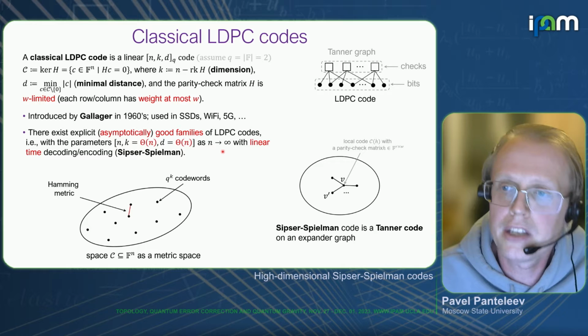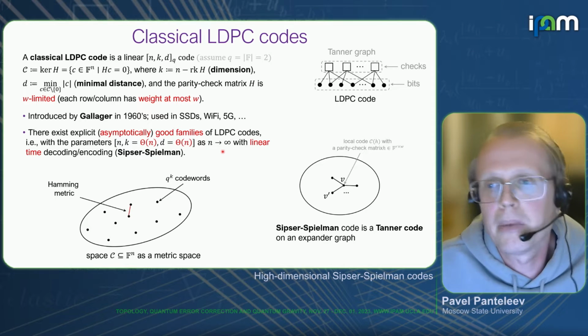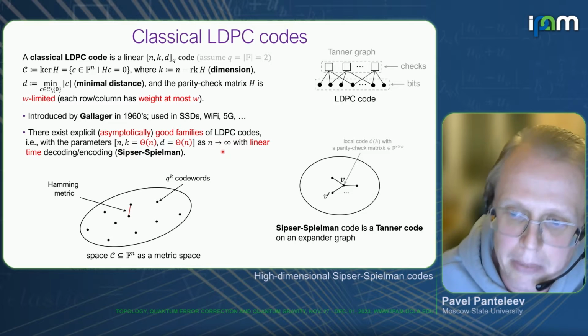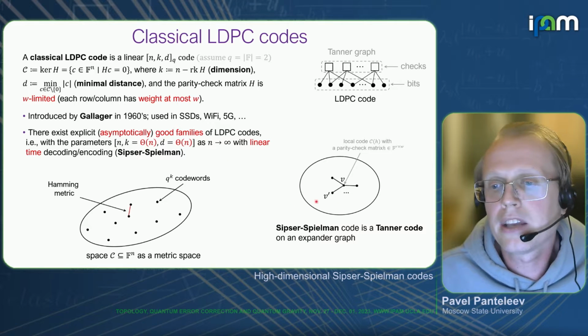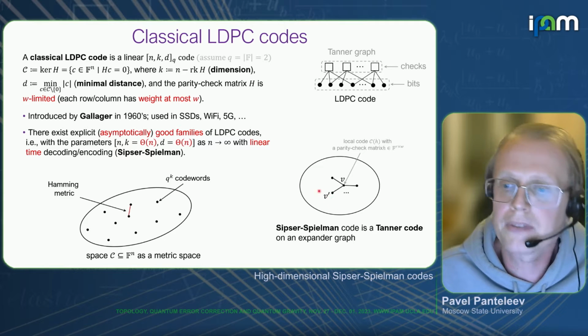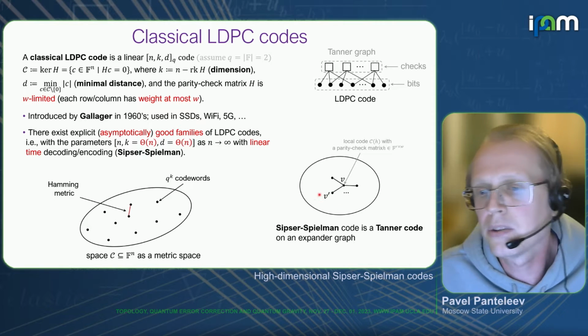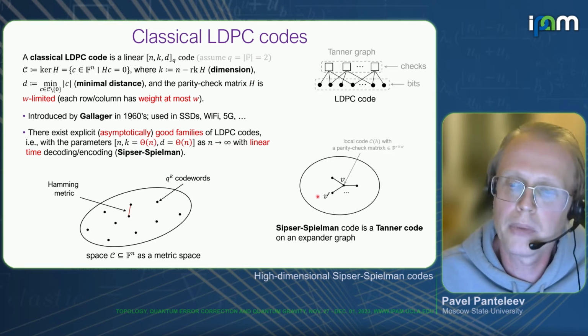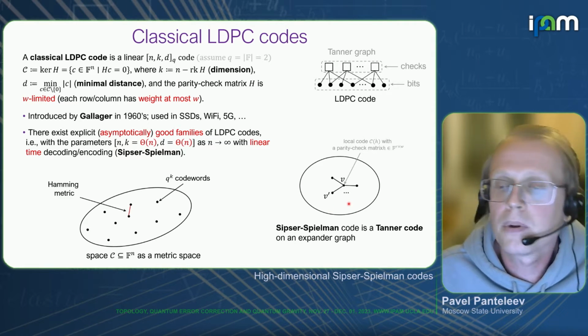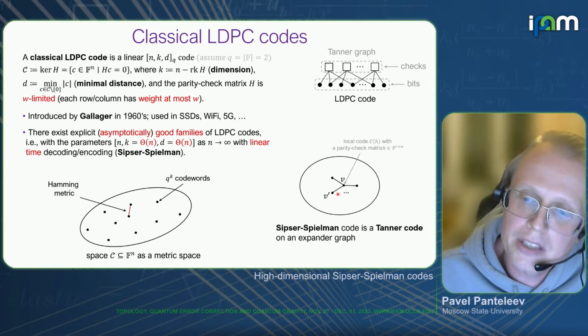And so the idea, it's like the main topic of my presentation today. So let me describe it. The idea of this classical LDPC code is as follows. First of all, we have some graph, and we require that this graph be a good expander. And we put our bits on the edges of this graph.